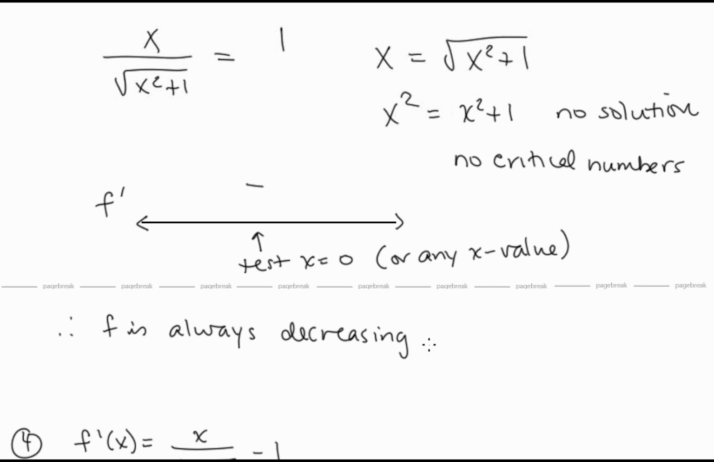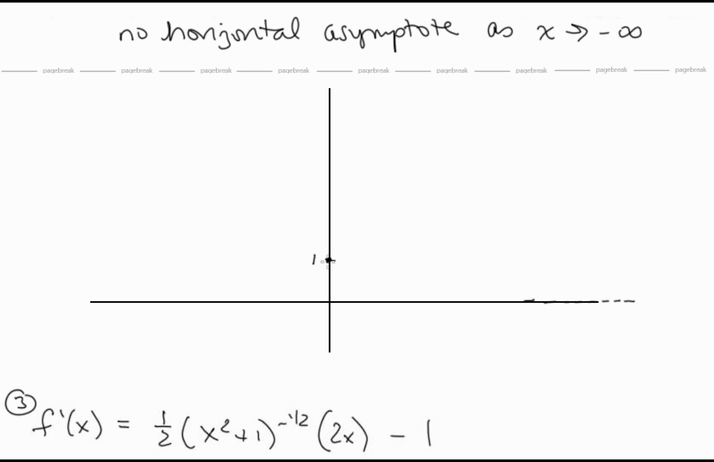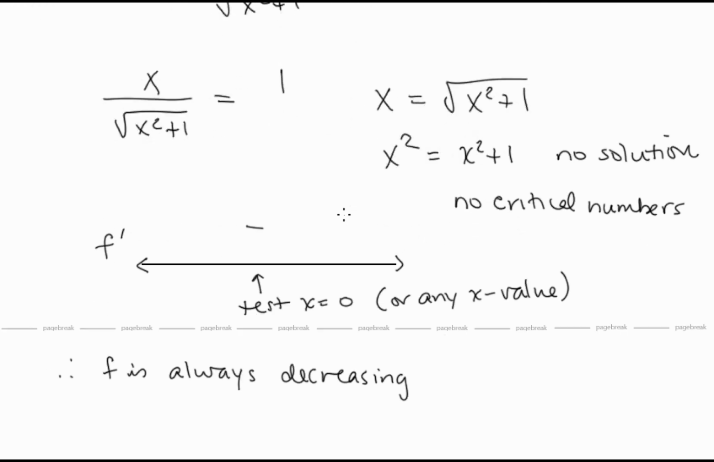Now after step 3, we should always have an idea of what the sketch looks like, and then we'll go back and check our concavity. So we know that f is always decreasing. It goes through the point 0, 1, and it has a horizontal asymptote on the right side at y equals 0. So the graph must look like this. Now let's check our concavity to make sure it agrees.